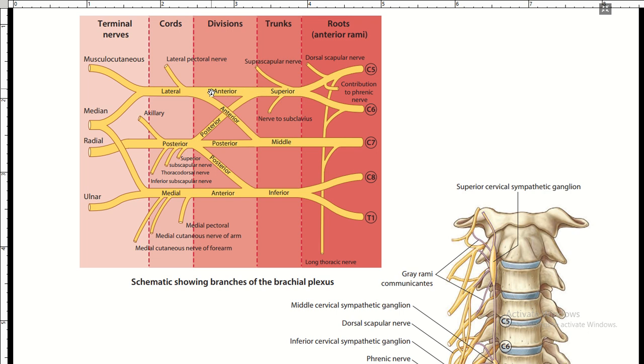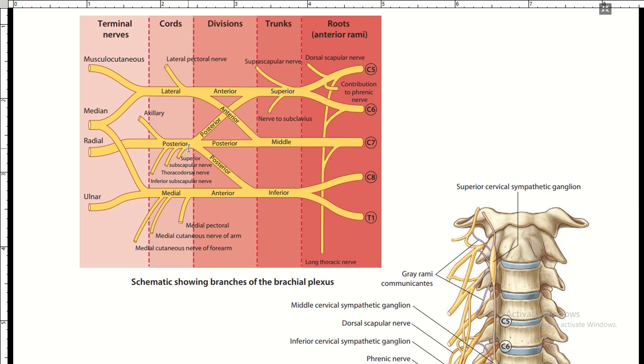So the anterior division of the middle trunk is going to join the anterior division of the superior or upper trunk and form the lateral cord. Then the anterior division of the inferior trunk is going to continue as the medial cord. And as for the posterior cord, all the posterior divisions are going to join and form the posterior cord.